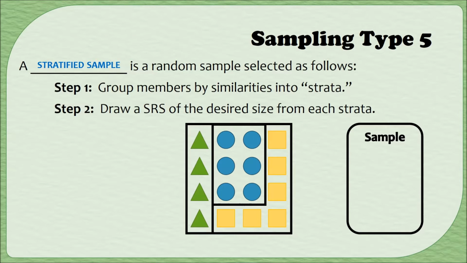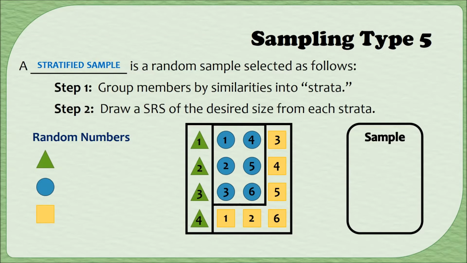In order to find a simple random sample, remember you have to number your population. Since we're going to be finding 3 simple random samples, one from each group, I'm going to number the groups independently. What that means is for the triangles, I numbered them 1 through 4. For the circles, I numbered them 1 to 6. And for the squares, I numbered them 1 to 6. So I restarted my numbering for each of the different groups.